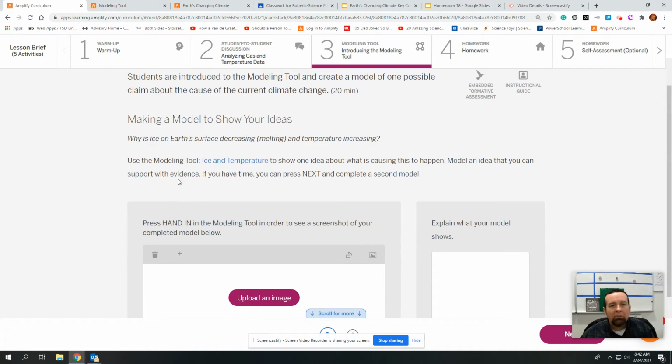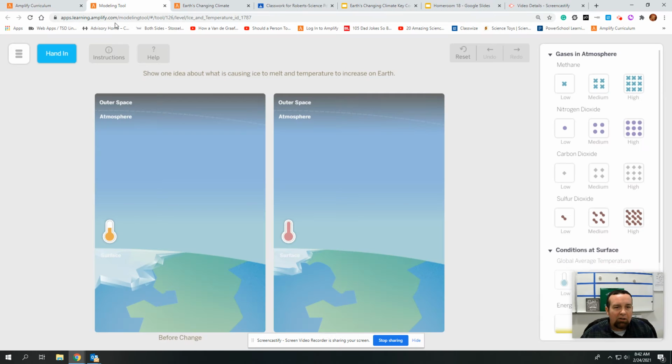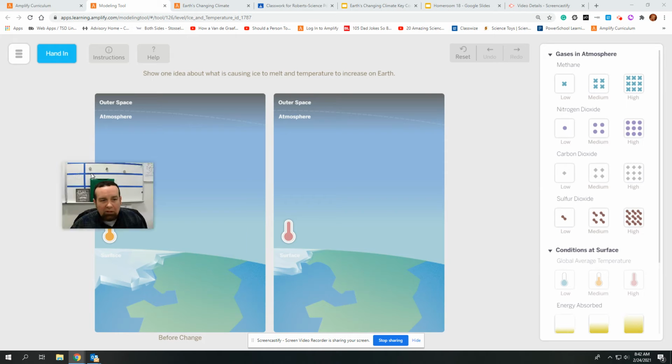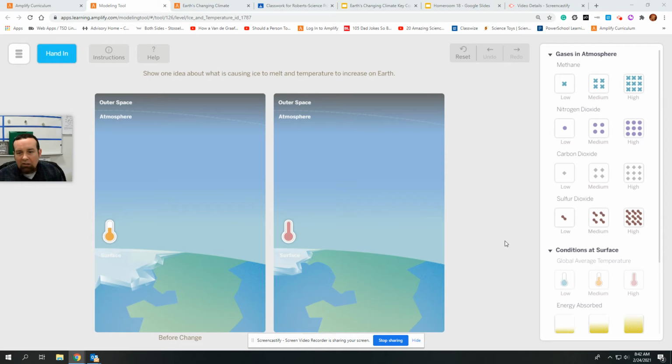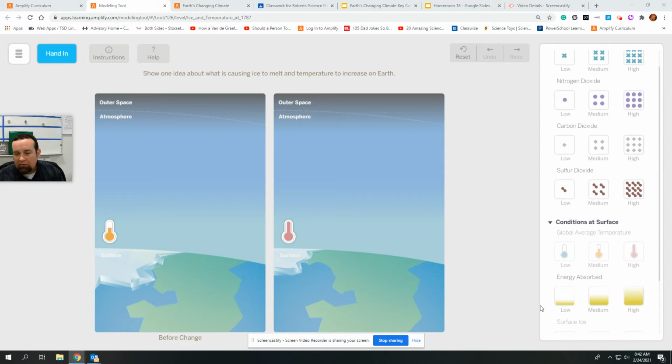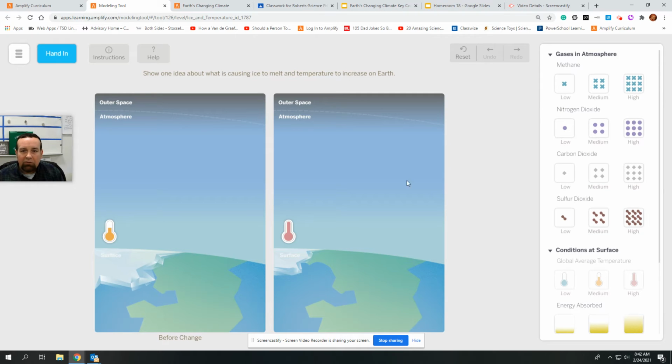So that's your job. What we're going to do is click this little link, and it's going to take you to this modeling tool. Now, the modeling tool here is not fully activated. Like, I can't take my temperatures and drag. I'm clicking and dragging, but nothing's happening. But look, I can take gases, click those and drag them over, and drop them off somewhere. And if I don't like those gases, I can click on them and drag them away.